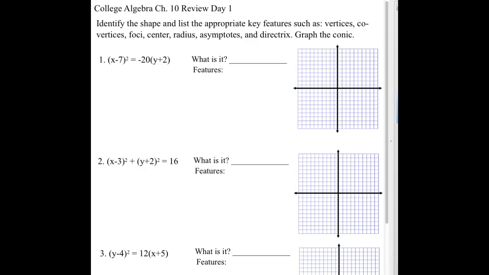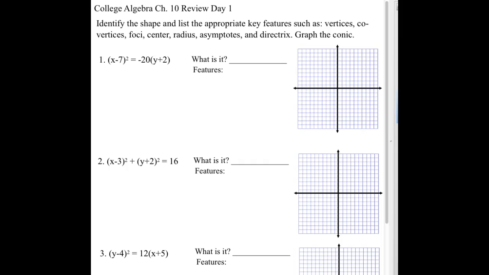So in this first day of review for Chapter 10, Conics, we are going to focus on parabolas and circles. The first questions here ask you to identify the shape based on the equation and then list the appropriate key features, such as vertices, covertices, foci, center, radius, asymptotes, and directrix, and then to graph it. So it is important that you know which of the key features go with which shape.